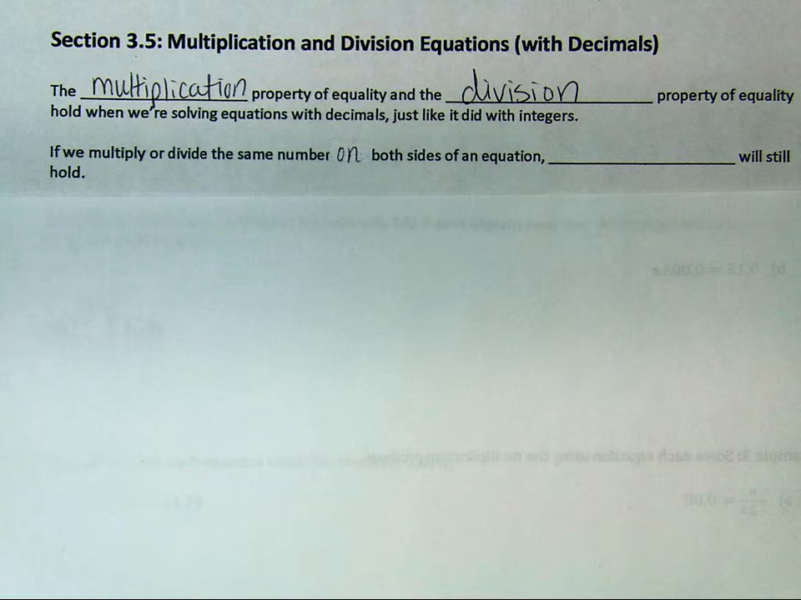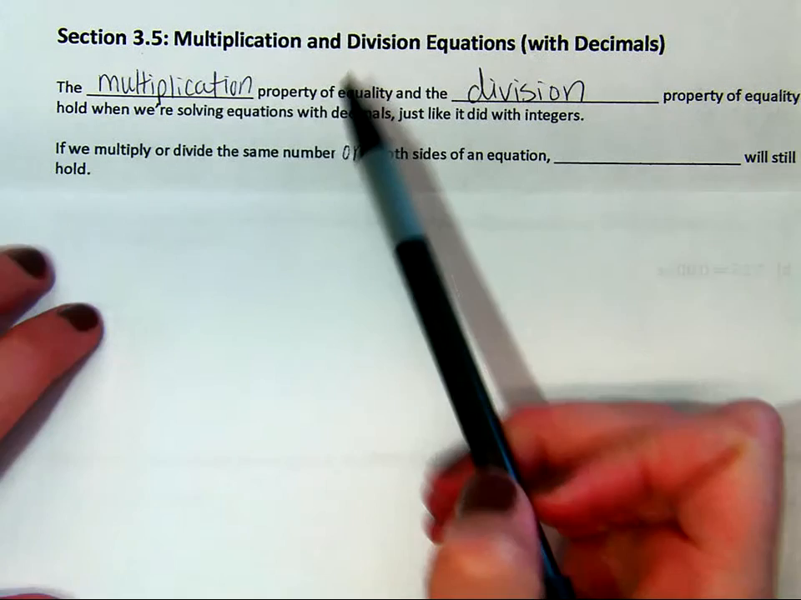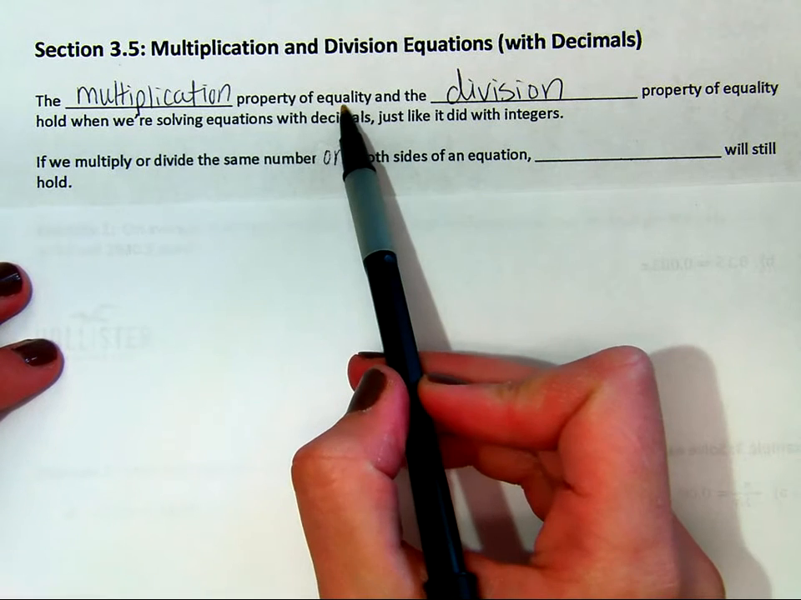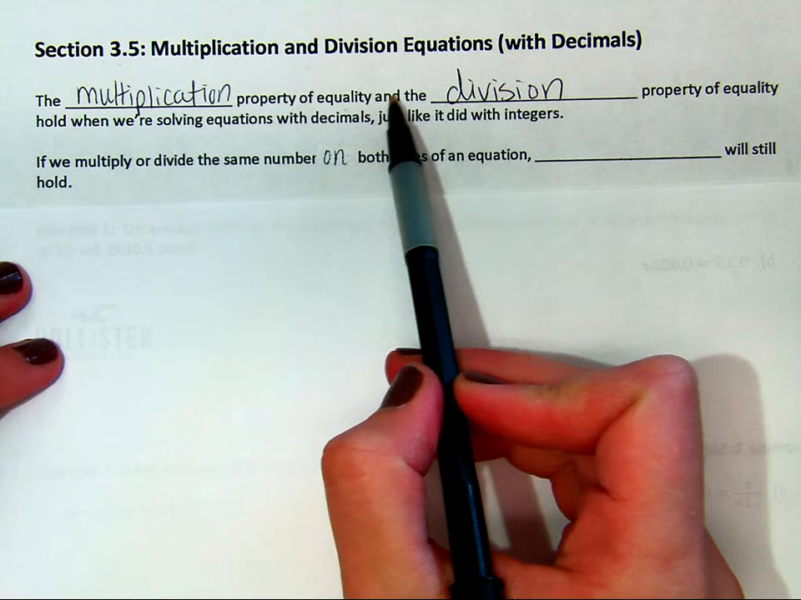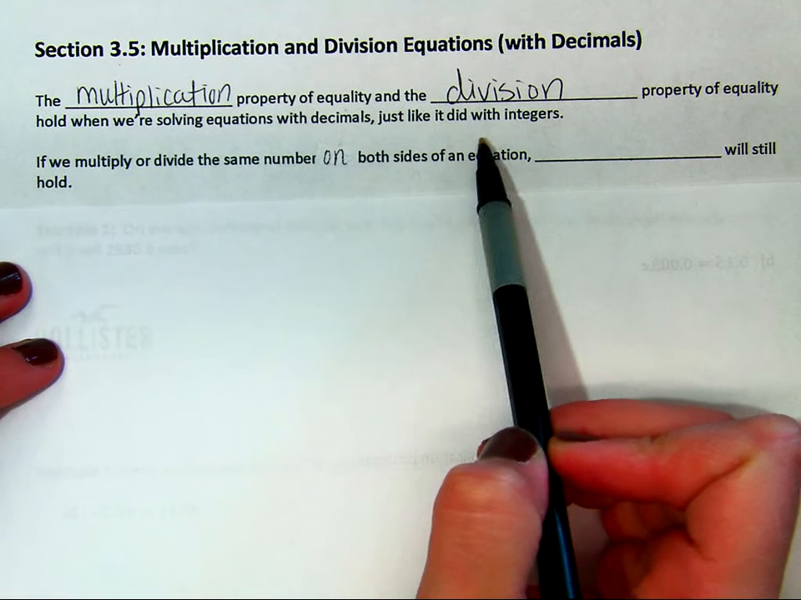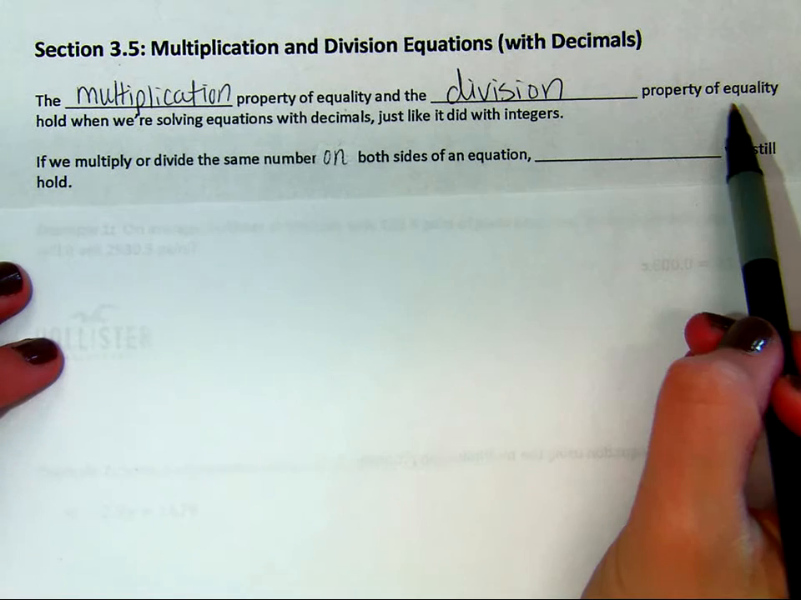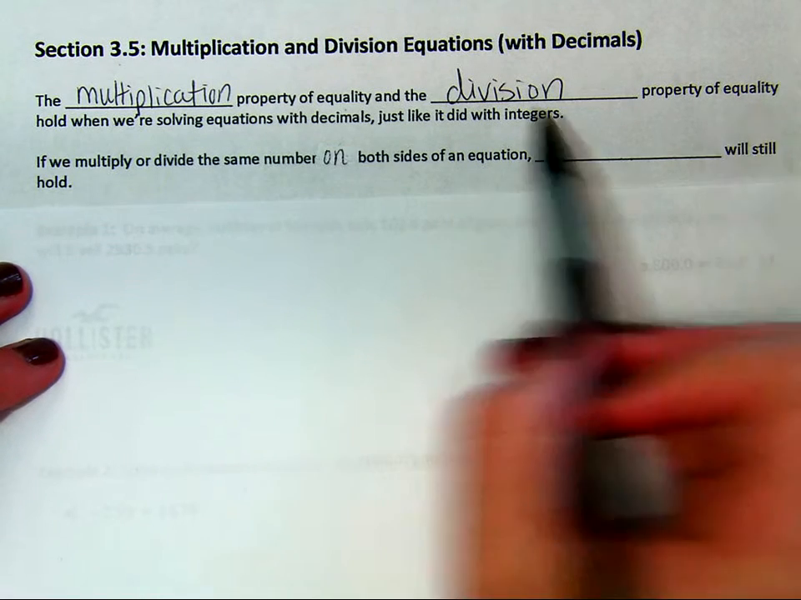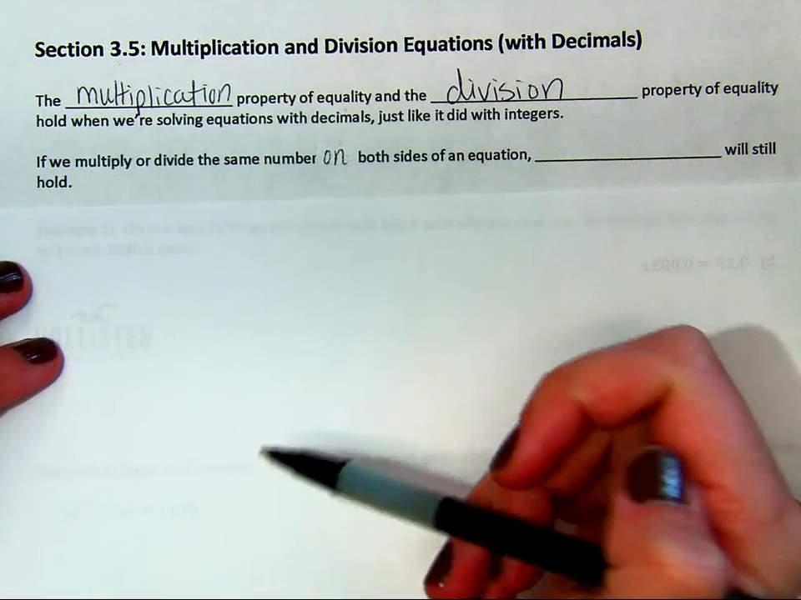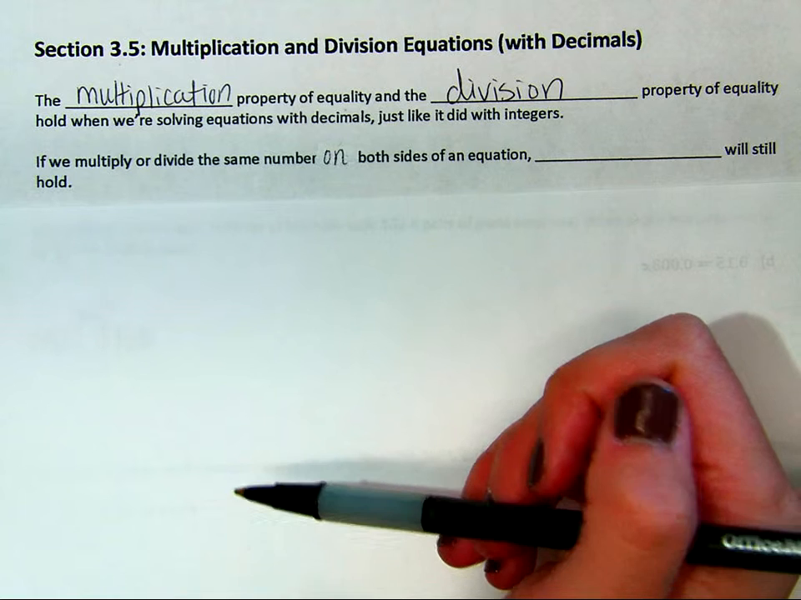So the first property we're going to talk about is the multiplication property of equality. You've used this before when working with integers. And then there's the division property of equality, which you've also used. So both of those properties still hold when we're solving equations with decimals, just like they did with integers.